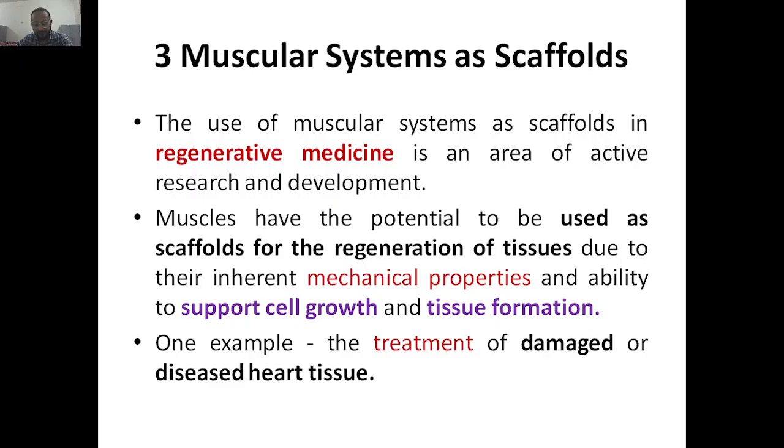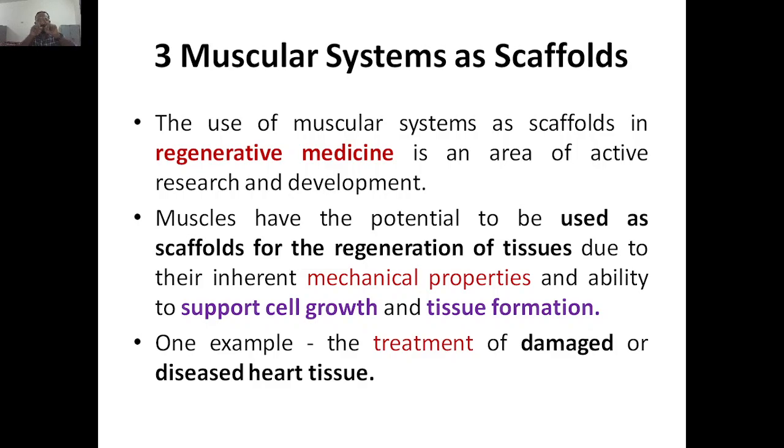So far we have discussed many topics, actually three major topics. The third topic is muscular systems as scaffolds in module 3. In module 3 there are two major topics we are going to discuss: muscular system as scaffold and skeletal system as scaffold. For the muscular system, we are talking about the muscles which will act as scaffold.